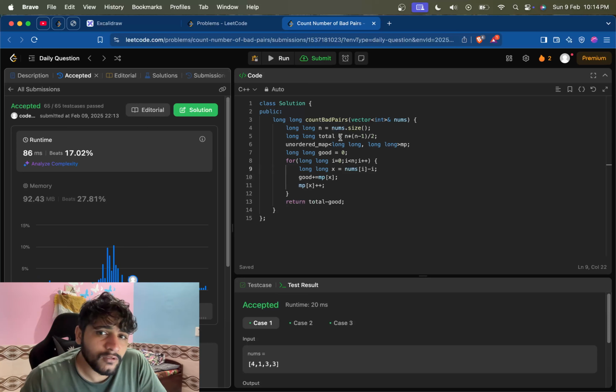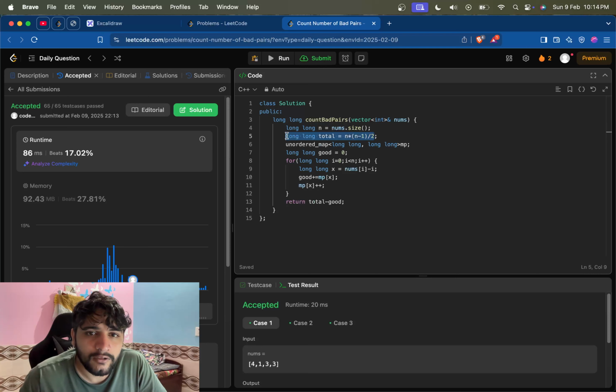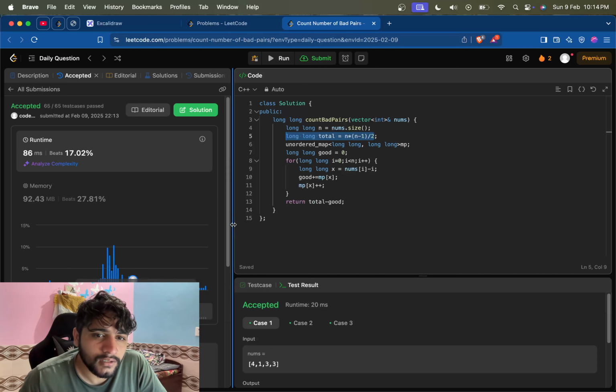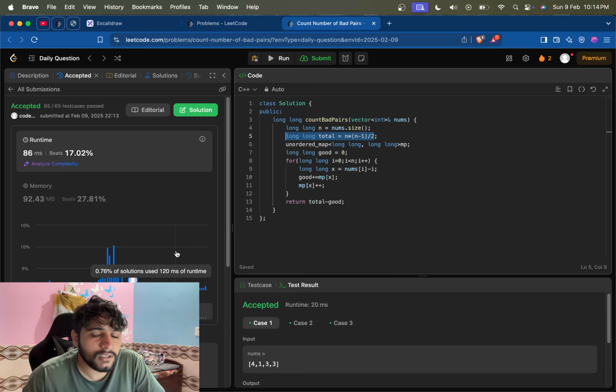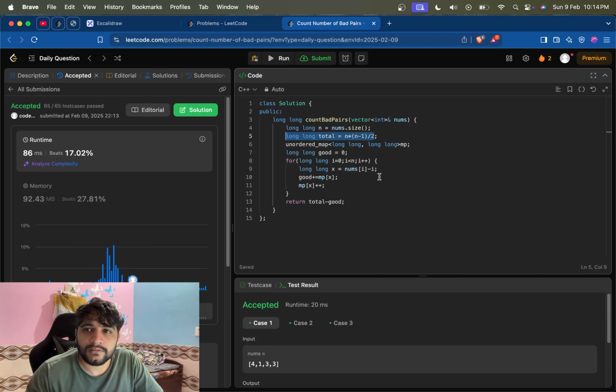The earlier issue was because we are multiplying two integers n and n minus 1, and they will give an integer, and we cannot store it in the long long. So we need to make this also long long so that the result will be long long, and also the return type is long long. And good was int, so that's why the error was happening, that at some point it overflowed for the integer. It was not zero, because the last test case was just consecutive numbers. So yeah, this was a pretty easy question.